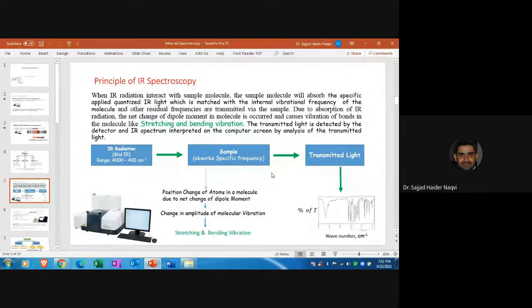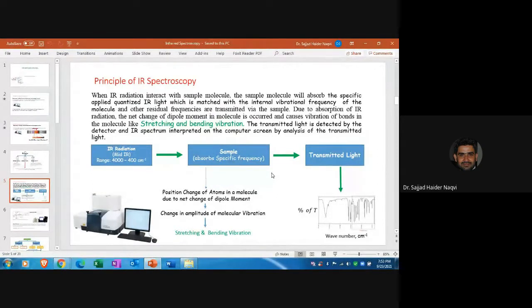So let me summarize again. When a specific infrared radiation is passed through the sample, the sample will absorb a specific amount of that quantized IR light depending upon its own internal vibrational frequency. The remaining of that will transmit out. As a result of the absorption of the IR, there is a change in the dipole moment of the molecule that in turn results in the vibration of the bonds. And as a result of the vibration of the bond, they might undergo stretching, or they might undergo bending. Now, what is stretching and bending? I'll explain this later on.